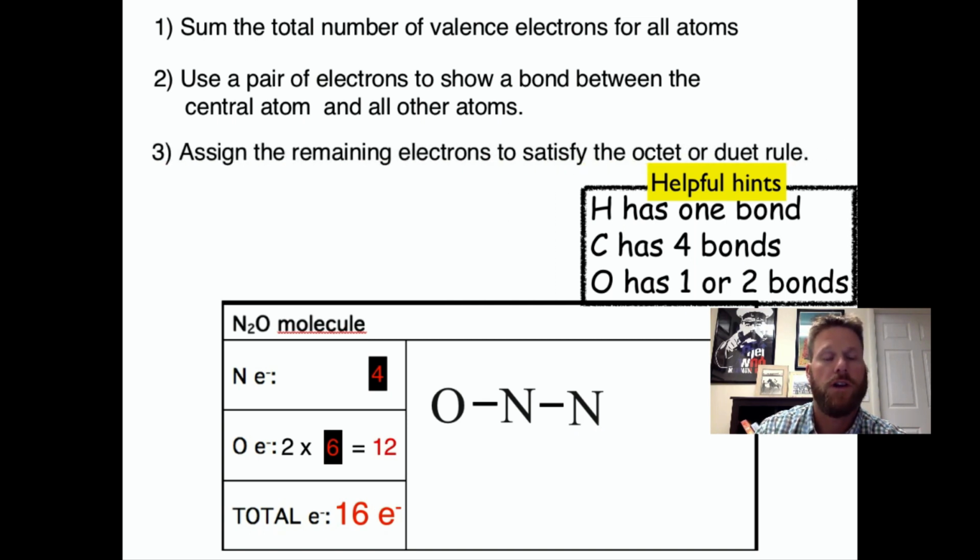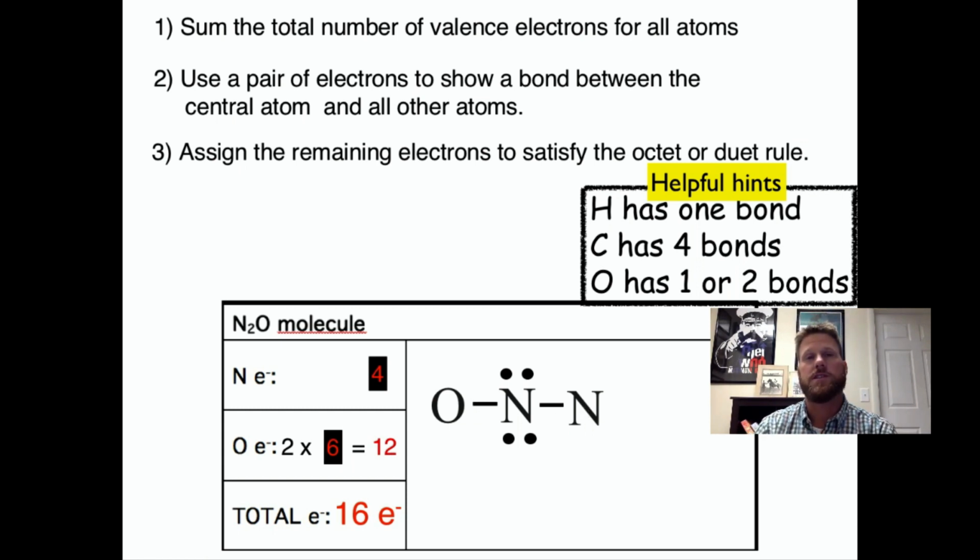Now we need to assign the rest of the electrons to satisfy the octet and duet rule. So if we've already assigned 4 electrons, that means we have 12 electrons left to assign. Now I always like to start on the central atom and make sure it fulfills the octet rule first. So the central nitrogen is missing 4 electrons. So I'm going to start by putting 4 electrons around that nitrogen. And then this oxygen and this nitrogen each need 6 more electrons.